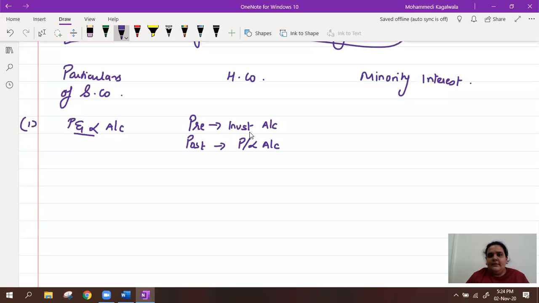And minority interest, here it will be in investment account credit side, P&L account credit side. Why? Because it's a profit.